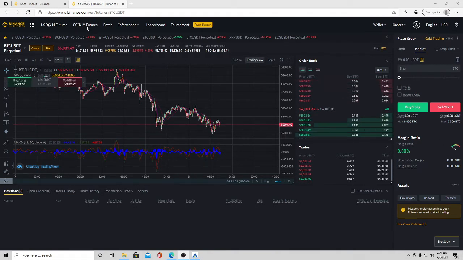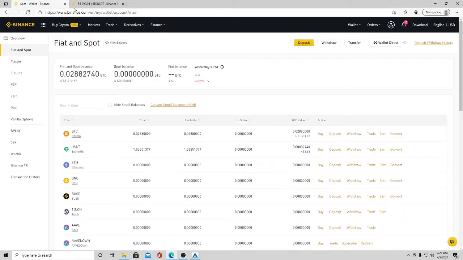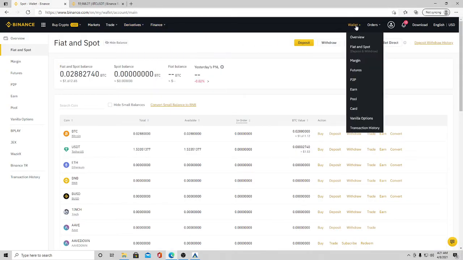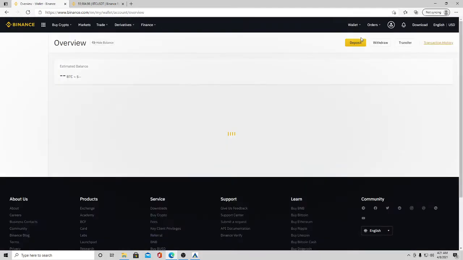So basically, I don't trade the coin futures. I trade the USD futures. So to trade this, I have to put some USDT into my futures account. And as you can see, I have 0 in my futures account. So to put money there, you'll go here to your wallet overview. So right here, you just go wallet overview.